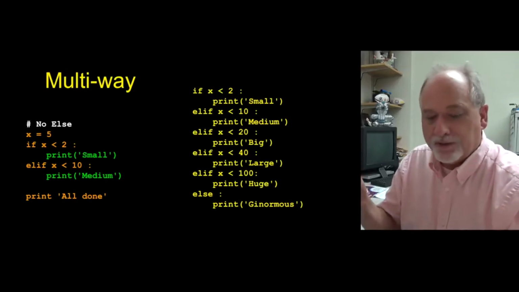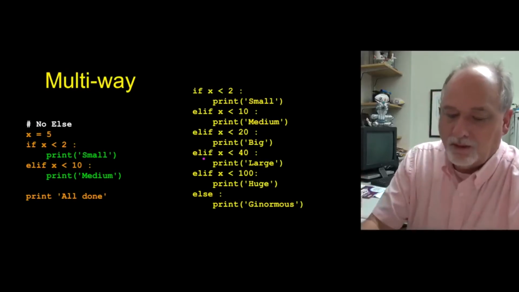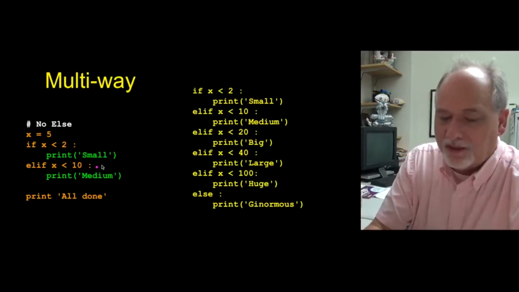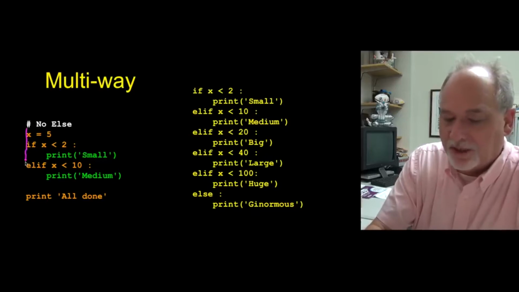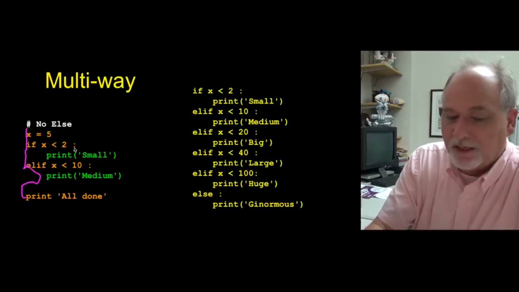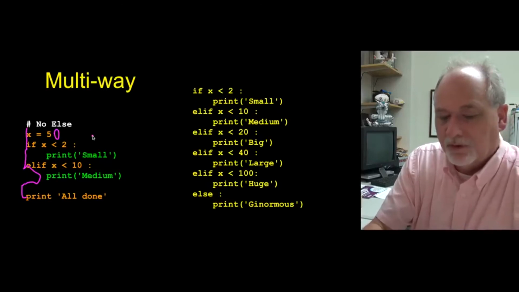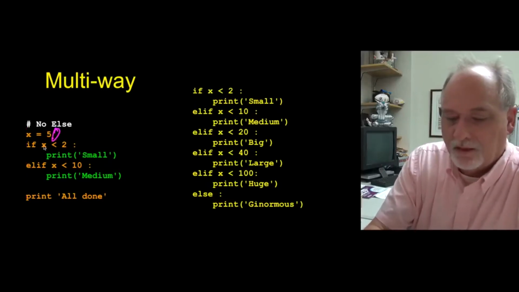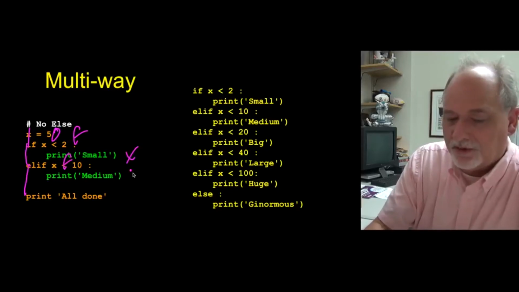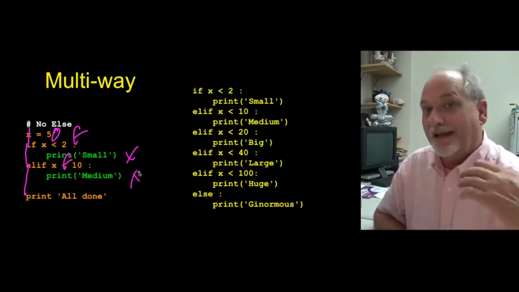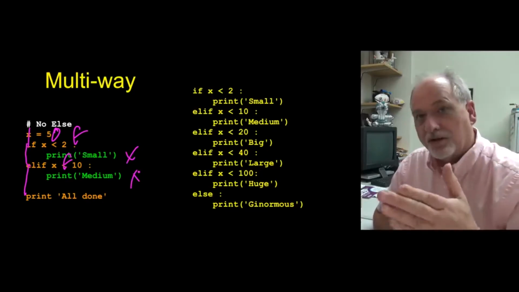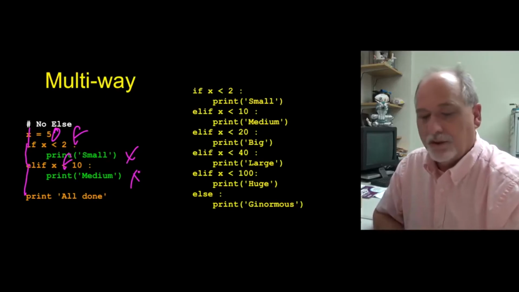You can have no else, as in this case, and this just means that it might not run any of them. In this case, x is 5, so it's not less than 2, but then it runs this one. But if x was 50, for example, then this would be false, it would skip, and this would still be false, and it would skip, and neither of these two would run. So if you don't have an else, you're not guaranteed that one of them is going to run, because else is like the catch-all. If the other ones are all false, then the else is the one that runs.